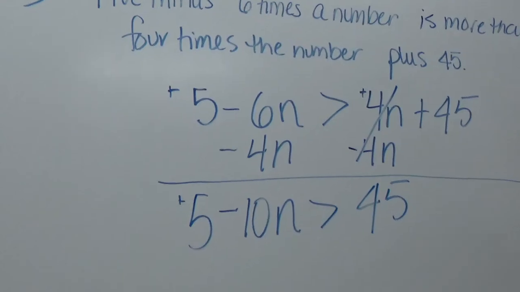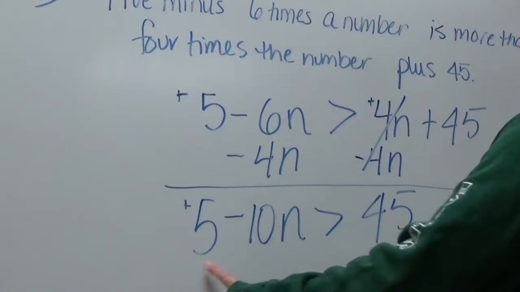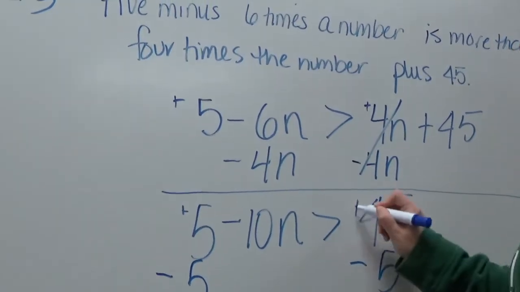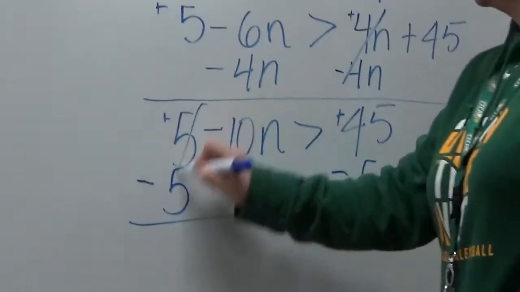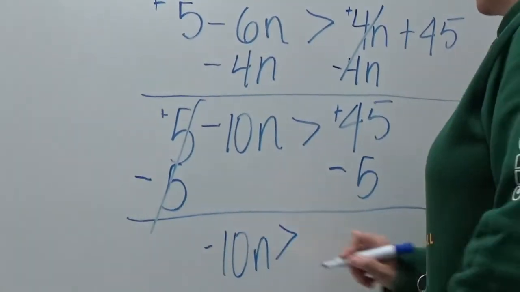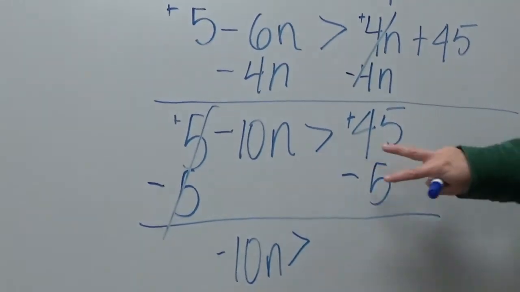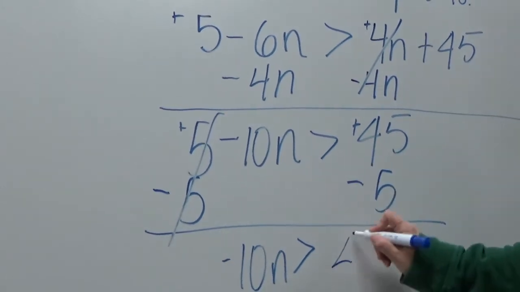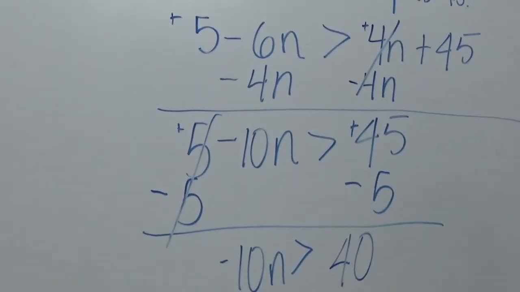Now what do I do? I have two numbers right here. I'm going to subtract 5. This is positive. I'm bringing the negative 10n, don't forget the negative, greater than. Now I have two different signs. What do you do when you have different signs? Subtract the numbers and take the sign of the bigger number.